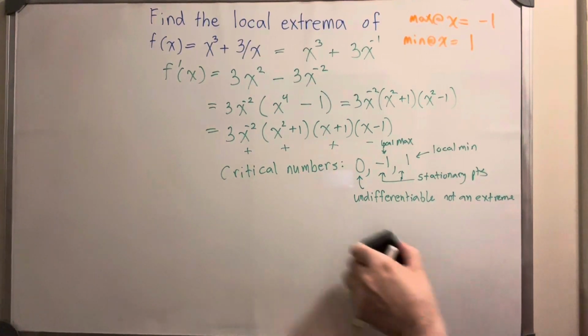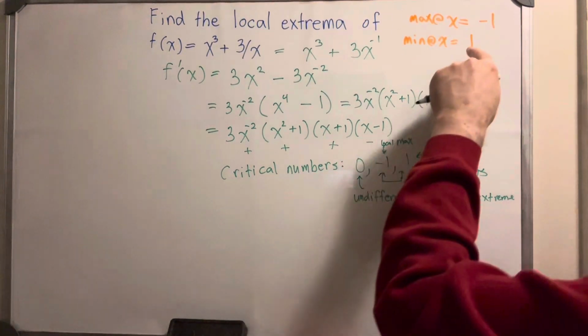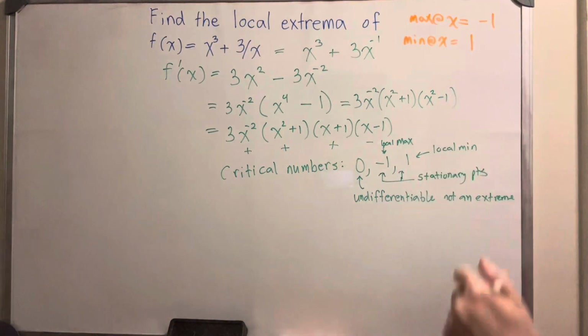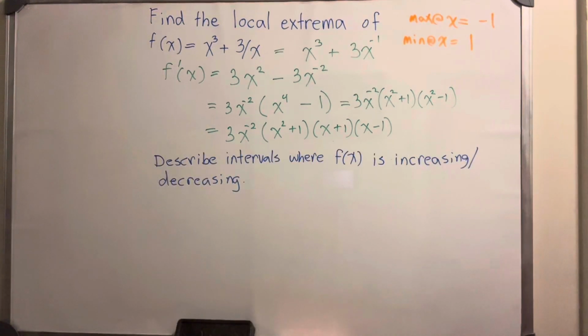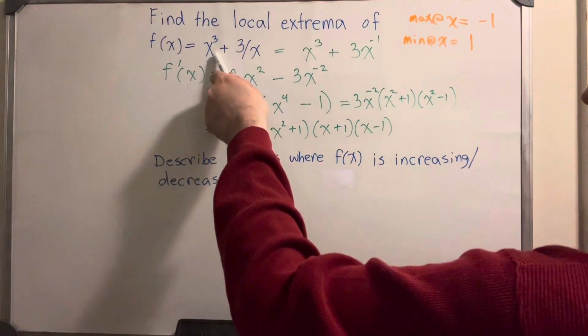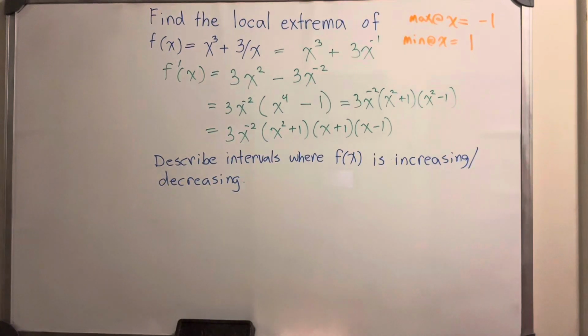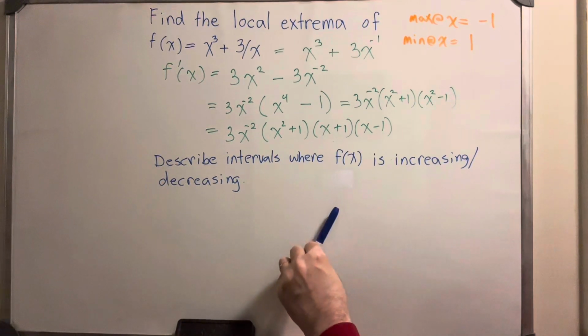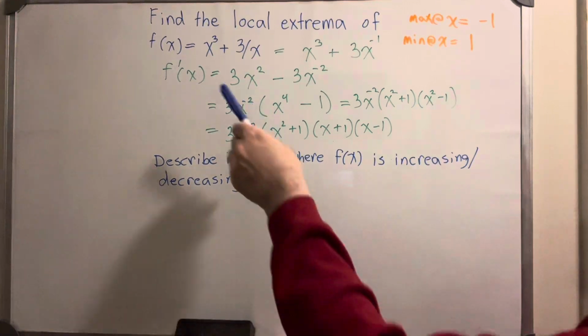Okay, so these are the x values where we can say that we found some local extrema using the first derivative test. The next part was: describe intervals where f of x, the original function, is increasing or decreasing. If we want to know if the original function is increasing or decreasing, we should look at the sign of the derivative function.